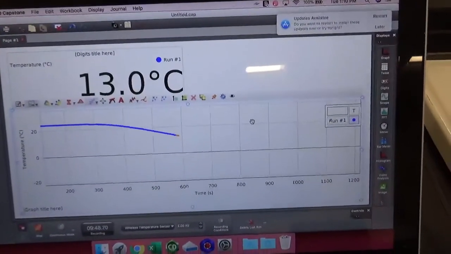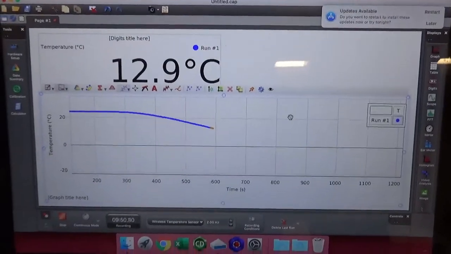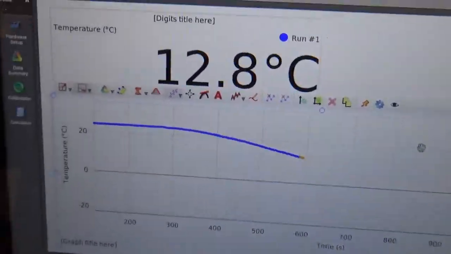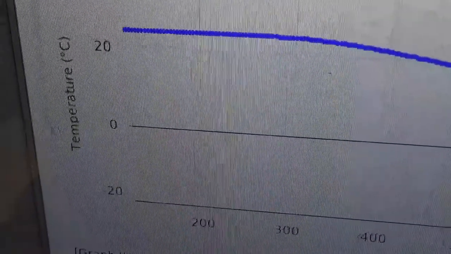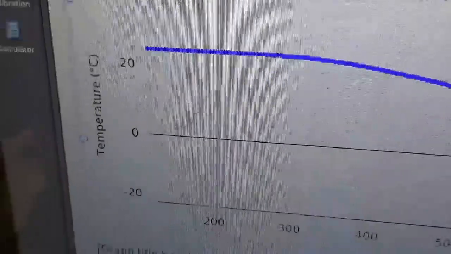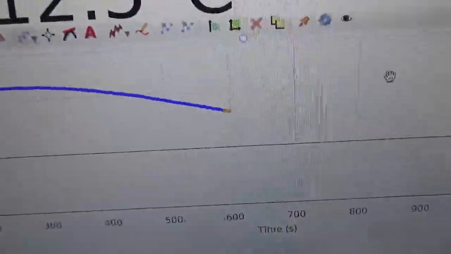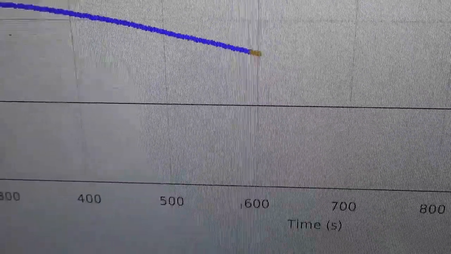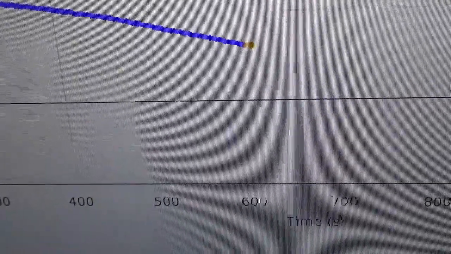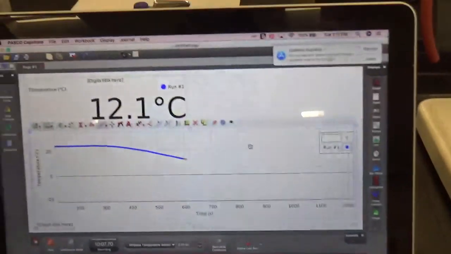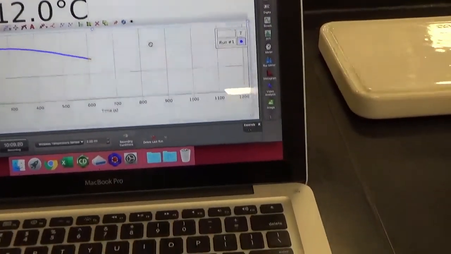As you can see, the temperature has continued to fall. I've changed the axis, so now you can see it's going from 20 to -20 on the y-axis, and the x-axis is just the time that's passed in seconds. So we're at 600 seconds. That's about 10 minutes. Is that 10 minutes already? Wow. Time flies when you're having fun in the lab.